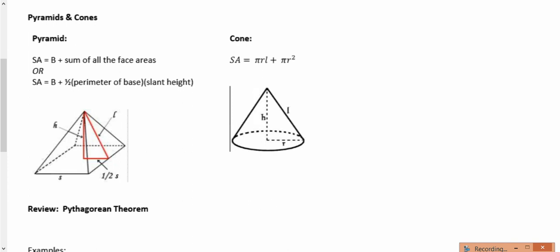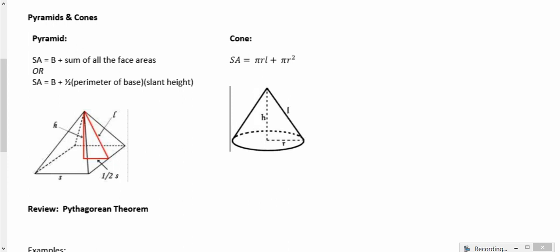Now again, with a pyramid, you have basically 5 faces. You have the bottom square or rectangle. In this case, it's a square because we have S written down. And then you have the triangles on the side. So here's the right face triangle, then you have the front face triangle there, and so on, and there's 4 of them, so there's 5 total faces.